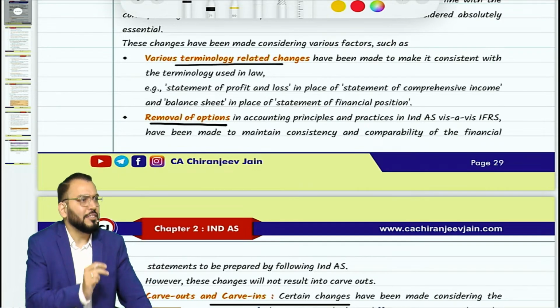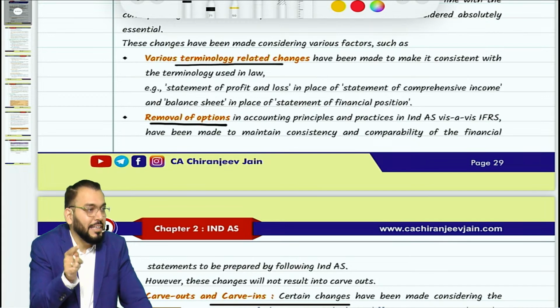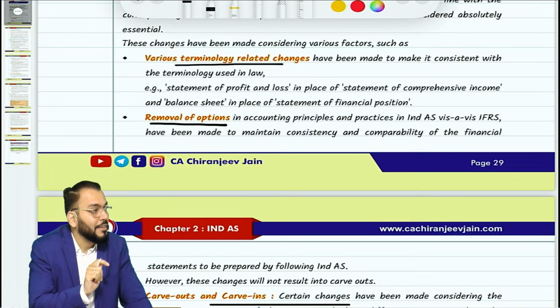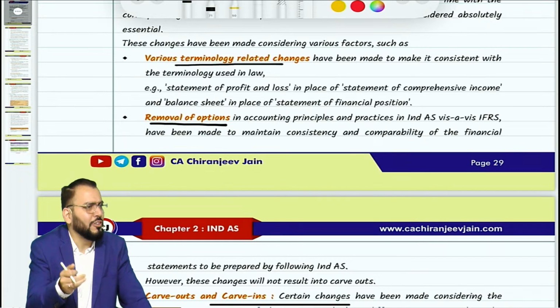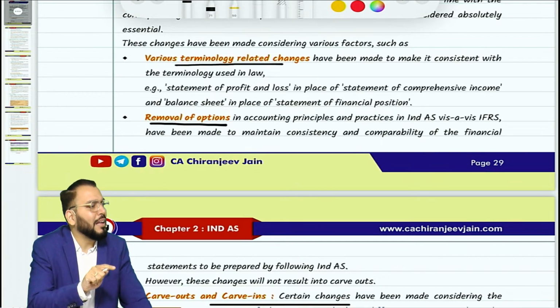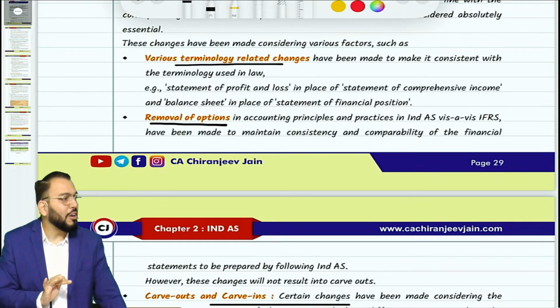For example, I'm just giving one example. IAS 40, International Accounting Standard 40, has given two options for valuation of investment property. IAS 40 is for investment property. Coming soon in your life, they have given either use cost model or fair value model. Cost model or fair value model.